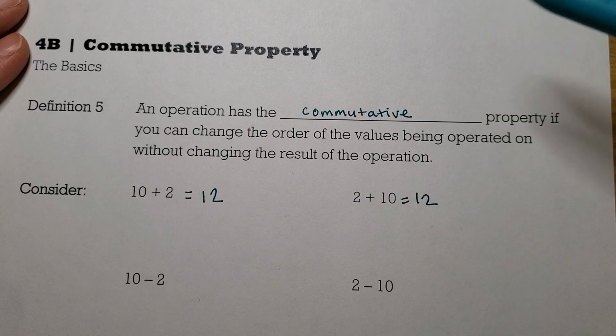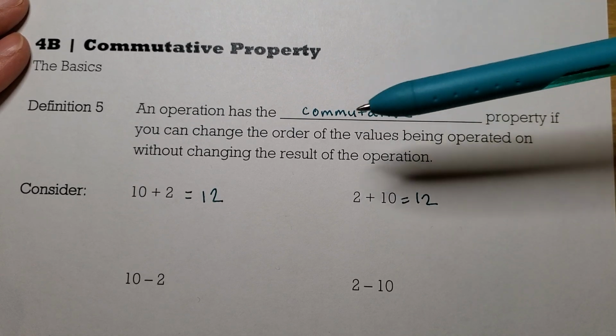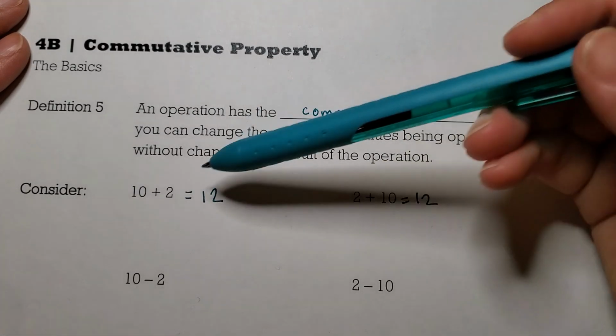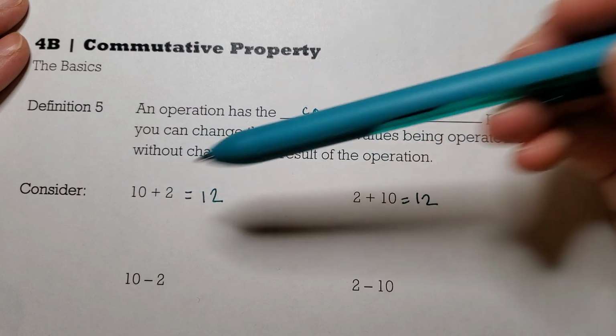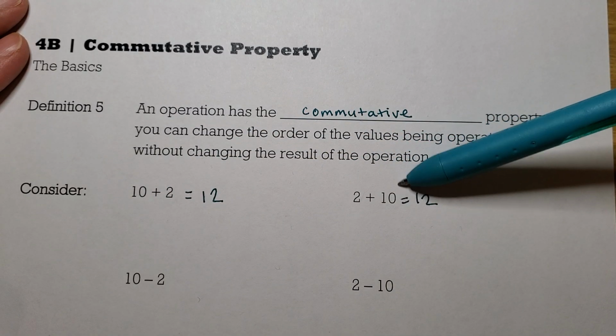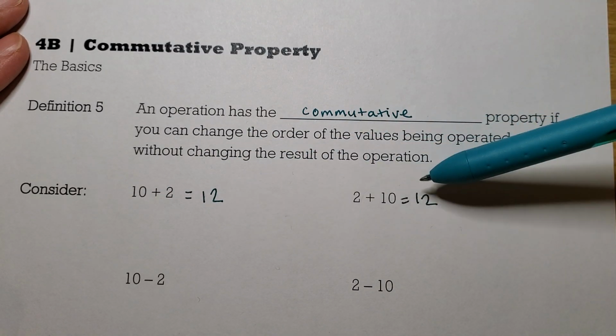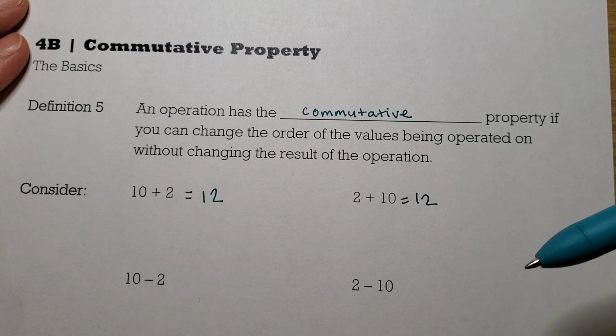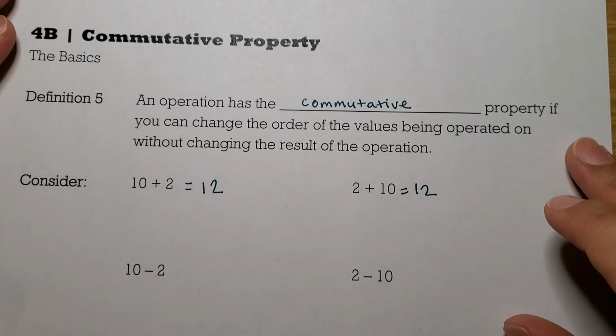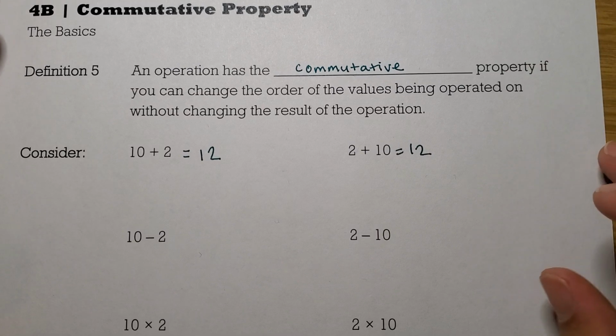So it looks like we have some good evidence that addition has the commutative property. I can do 10 plus 2 and 2 plus 10, and both ways I'm going to get the same answer of 12. But not everything is commutative, so let's look at subtraction here.